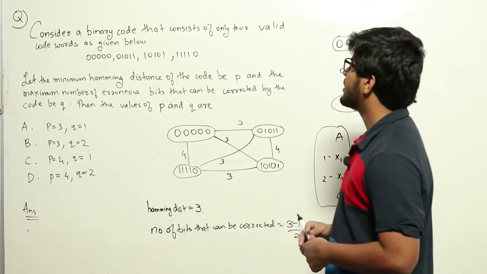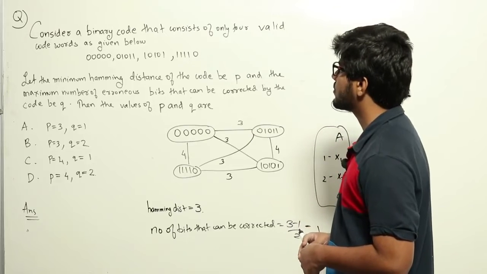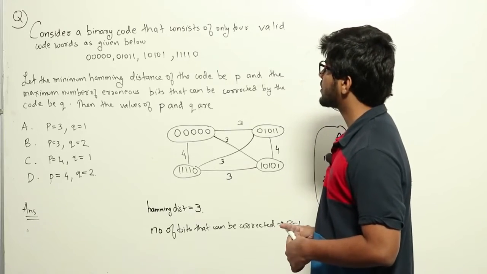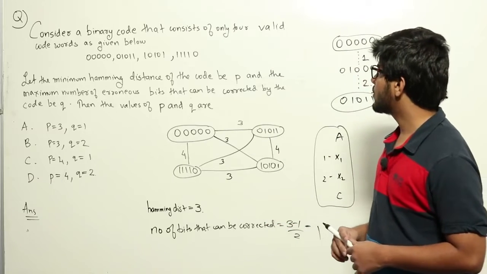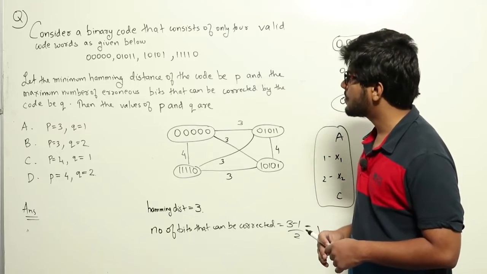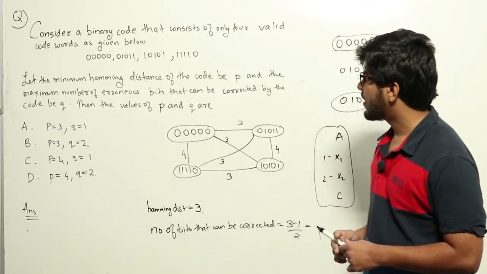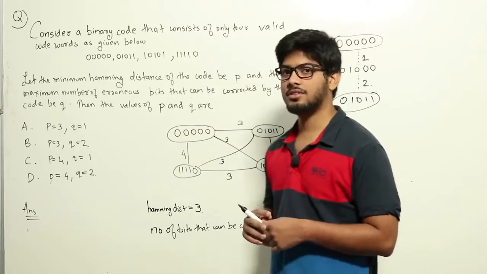Consider a binary code that consists of only 4 valid code words as given below: 00000, 01011, 10101 and 11110. Let the minimum Hamming distance of the code be P and the maximum number of erroneous bits that can be corrected by the code be Q. Then the values of P and Q are, and we have been given 4 options.